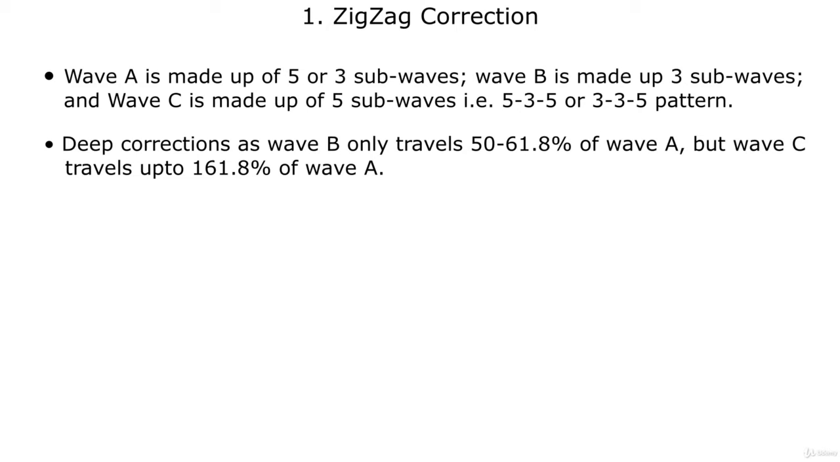The key points to note about a zigzag correction are that wave B usually ends well above the start of wave A, or in other words only retraces up to 50 to 61.8% of wave A, and wave C travels well above the top of wave A, or in other words 138.2 to 161.8% and above of wave A.